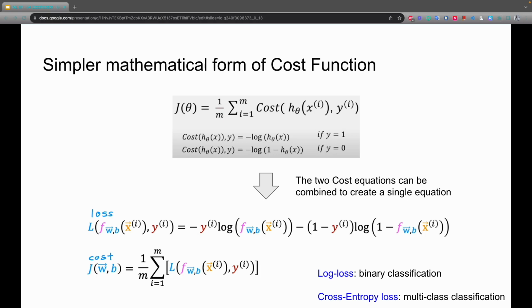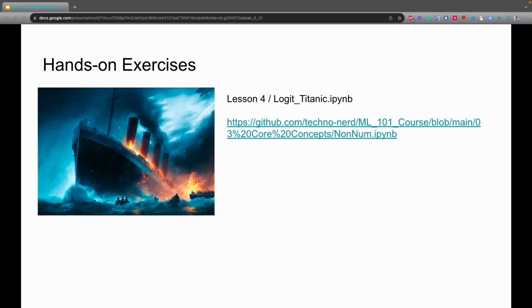This is another representation of the logistic regression cost function that combines the two scenarios, y equals 1 and y equals 0, in a single equation. Since this course only covers the basics, we're not going to delve deeper into the cost function.